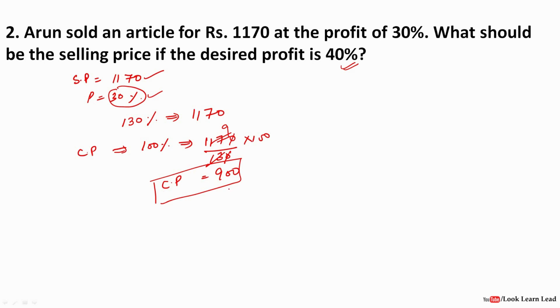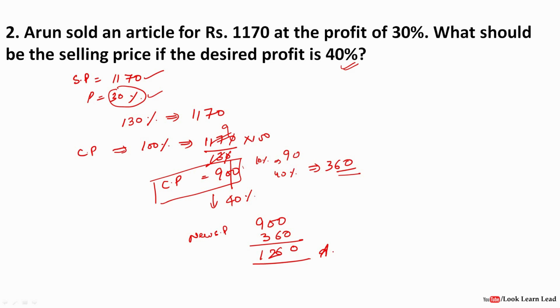So now the question is, if you want to get 40% profit, then what? You have to calculate 40% of 900 and just add it. So 10% of 900 is 90. So 40% of 900, 10% is 90, so 40% is 4 nines are 36, that is 360. So 900 plus 360 would be our new selling price if we want the profit of 40%. So that would be 1260.